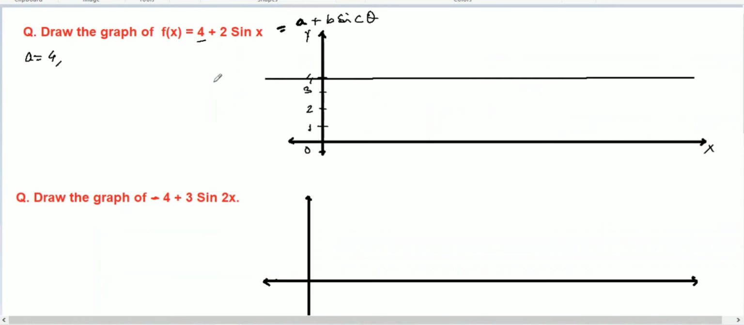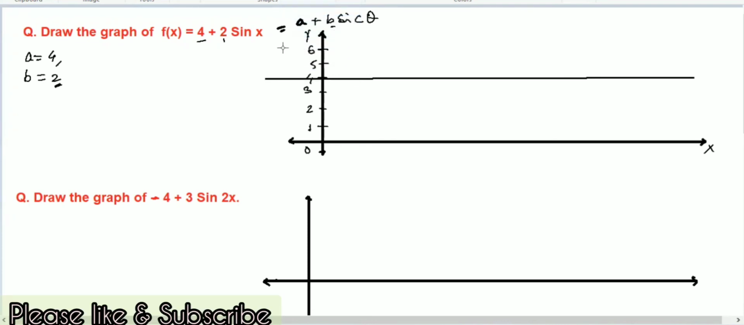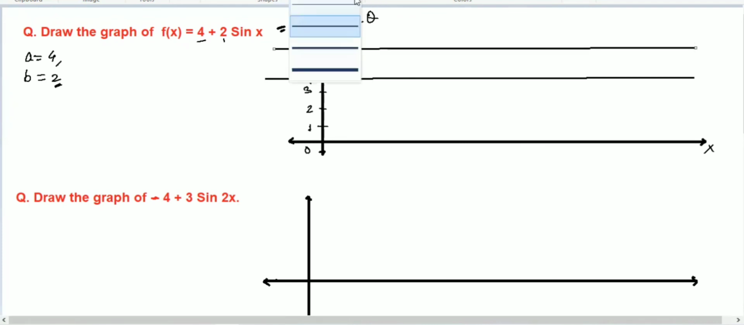Now the next part is a plus b sine c theta. So this represents b. So b equal to 2. This is the amplitude, or the distance above or below the midway line. So 2 above and 2 below. Go 2 above, so this one will be 5 and this one will be 6. This is the above, and 2 below, it means this 2. So as we will forget, draw a thin line here and 2 below.